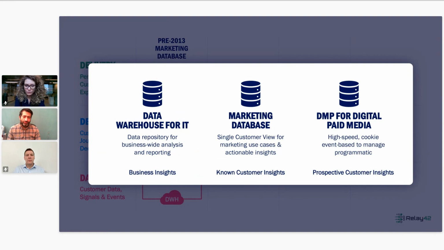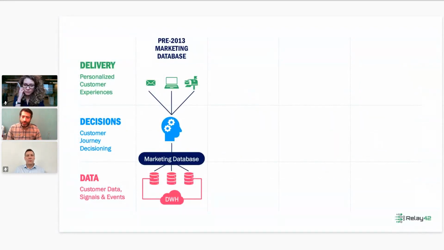You then have the marketing database or the single customer view, which gives you that unified view. It's giving marketing a lot of help. It's getting rid of all that inefficient ETL process, but really for known customers. They were really built for known customers. So I'd say that's really about known customer insights. And then you have the DMP, and the DMP was all the cookie data, all the event clickstream data that's happening, and that therefore was for prospective customer insights. So that's where we were pre-2013.